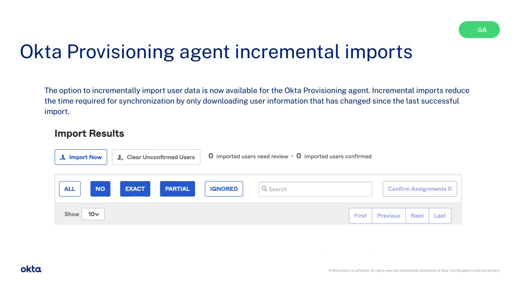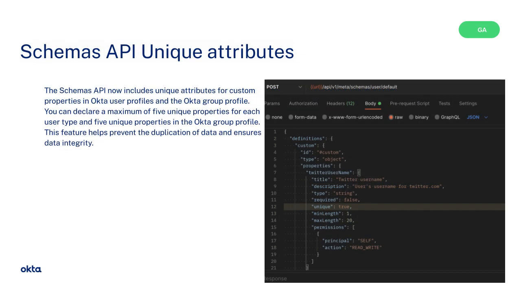The option to incrementally import user data is now available for the Okta Provisioning agent. Incremental imports reduce the time required for synchronization by only downloading user information that has changed since the last successful import. The Schemas API now includes unique attributes for custom properties in Okta user profiles and the Okta group profile.